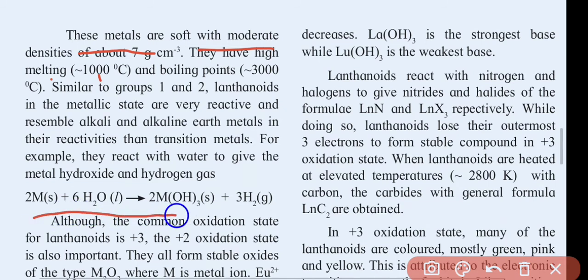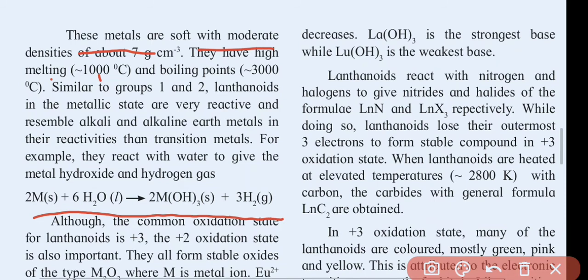For example, they react with water. See, metal plus water, they can form what? Hydroxides, along with evolution of what? Hydrogen gas. Now the common oxidation states for lanthanides are +3 and +2.